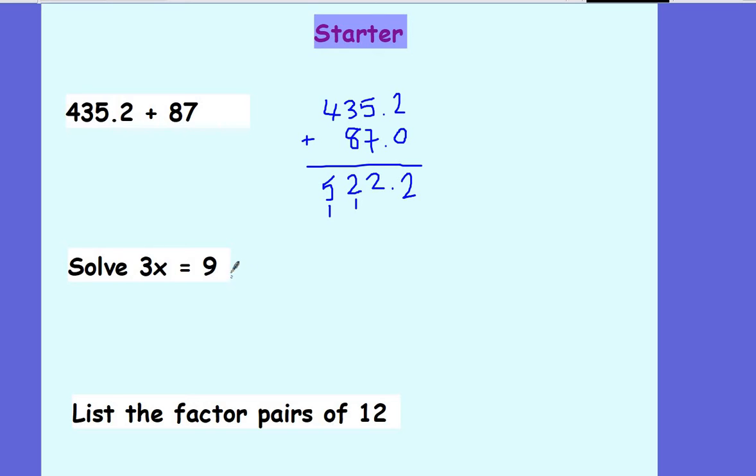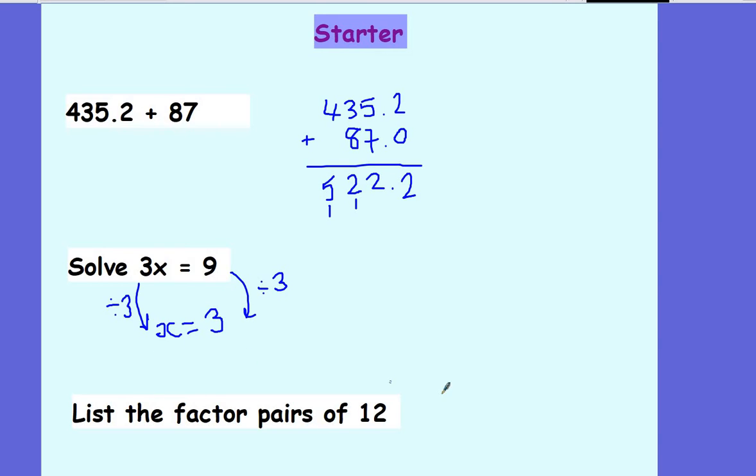If 3x equals 9, I need to work out what x is on its own. What do I divide 3x by to get x on its own, Owen? I divide it by 3. Whatever I do to one side of my equation, I've got to remember to do to the other. 9 divided by 3 gives me what, Sophie? 3, lovely, so x equals 3.